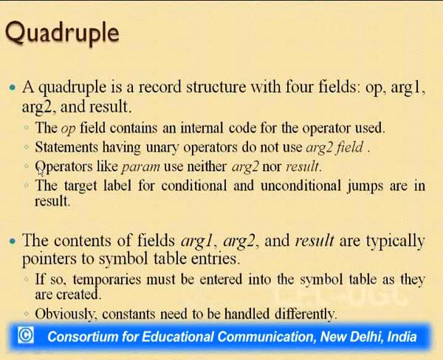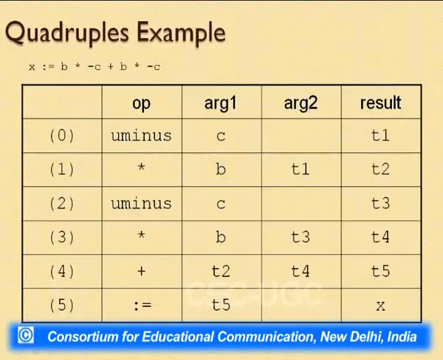Operators like param use neither argument 2 nor result. The target label for conditional and unconditional jumps are in result. It's a very important point. Whenever we have jumps, jumps have labels. So the labels for conditional and unconditional jumps are in the result part. The contents of the fields argument 1, argument 2 and result are typically pointers to the symbol table entries. If so, temporaries must be entered into the symbol table as they are created. Constants have to be handled differently.